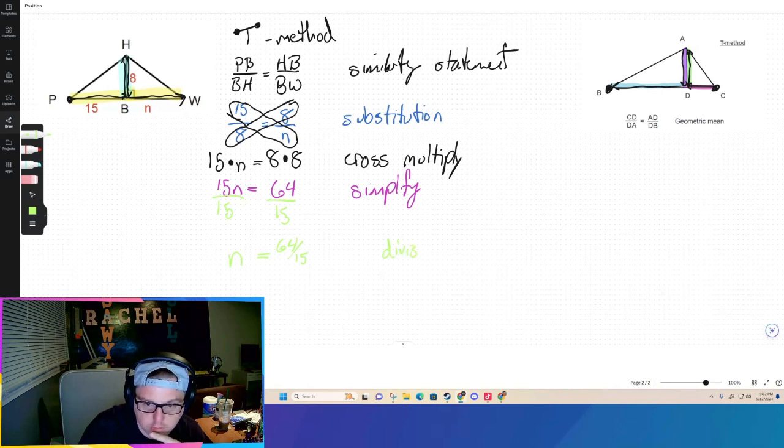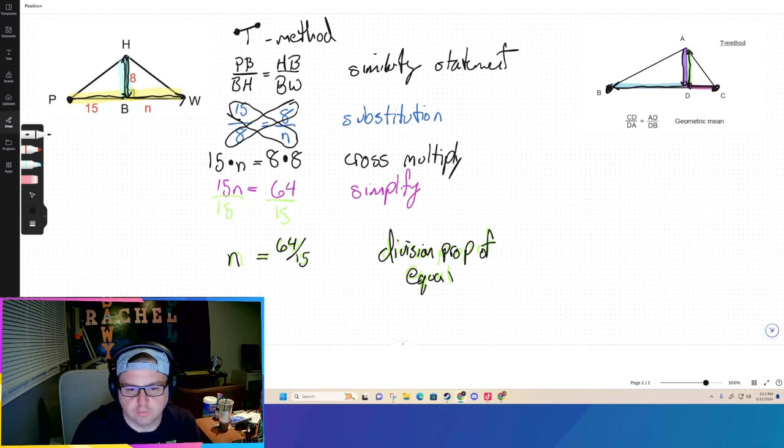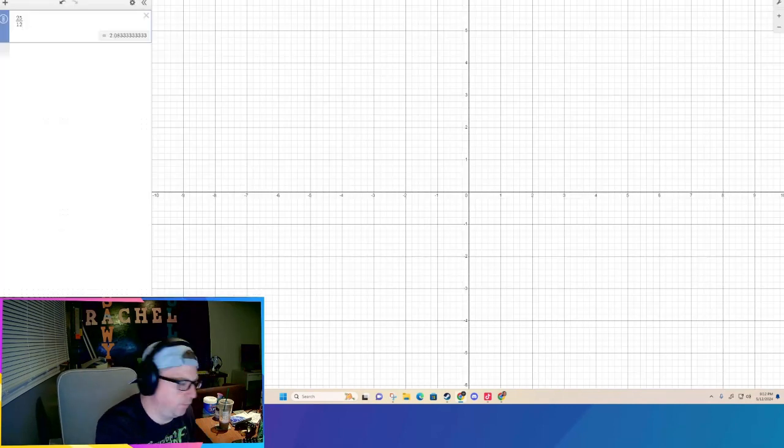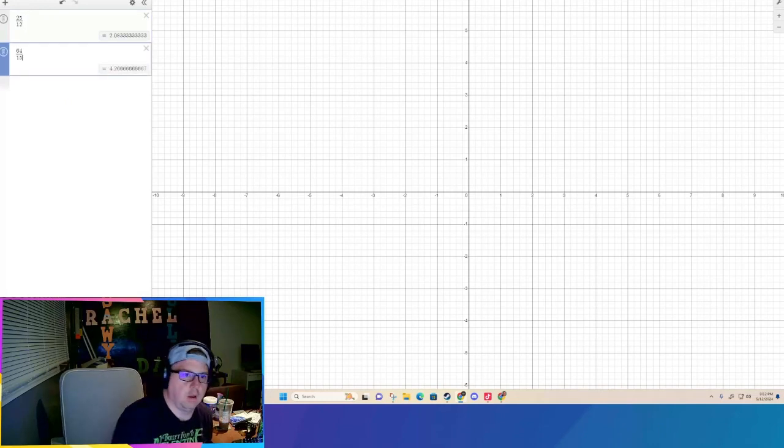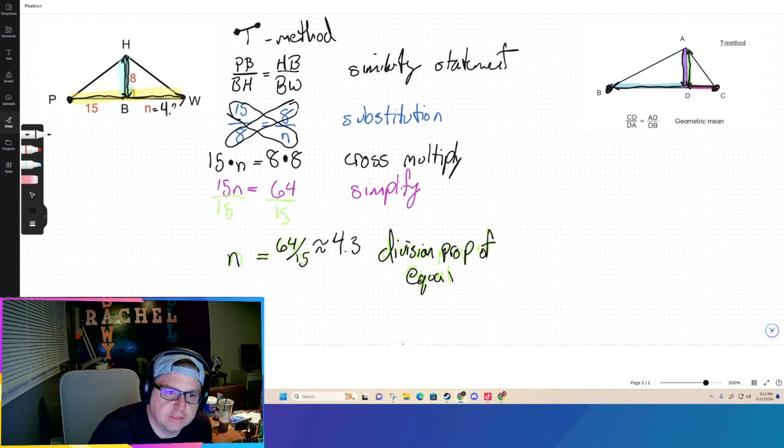And we used the division property of equality. So n is going to equal 64 over 15. And we used division property of equality. I just know the green's difficult to look at. So then let's do 64 over 15 and get 4.3. So then they tell us that this is 4.3.